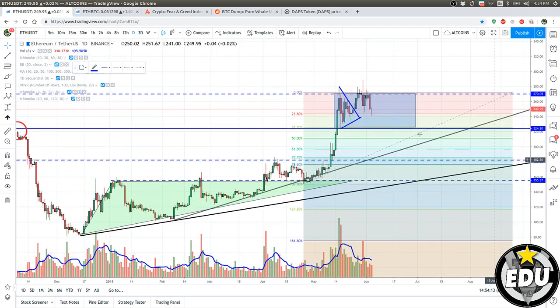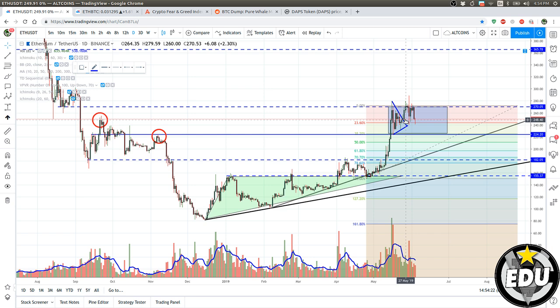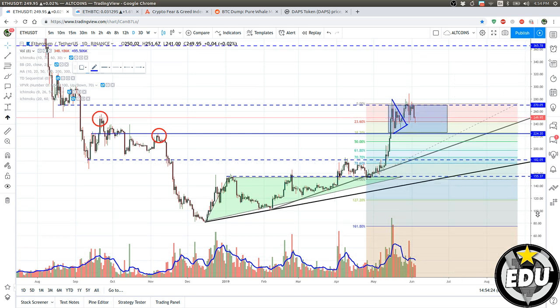Look, buono. Ethereum USDT, if it stays in this range, that's good. It shouldn't drop below that.